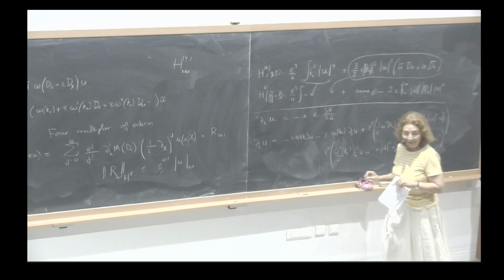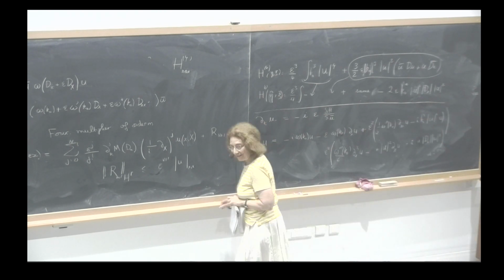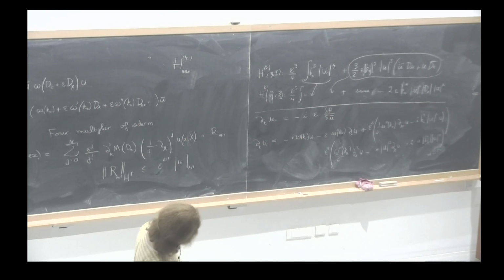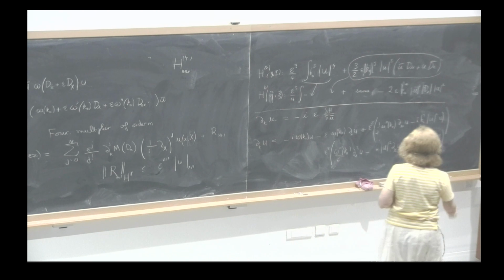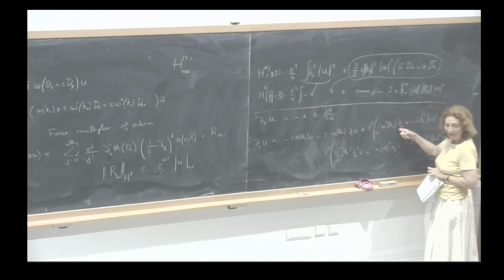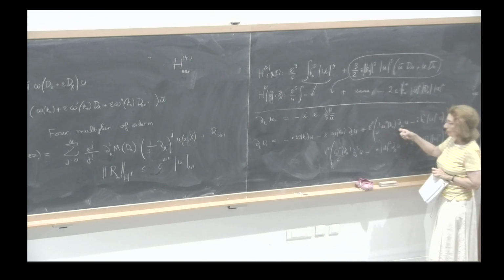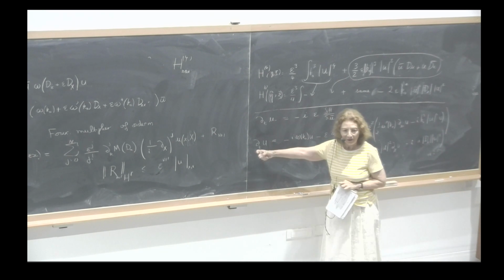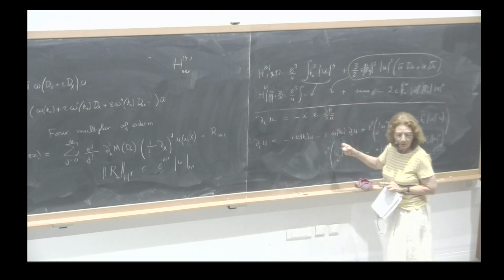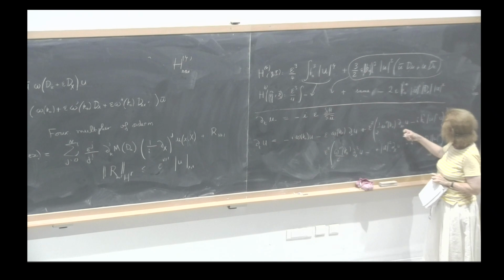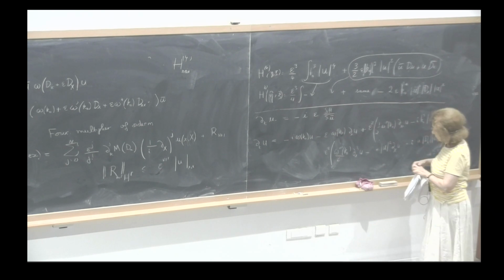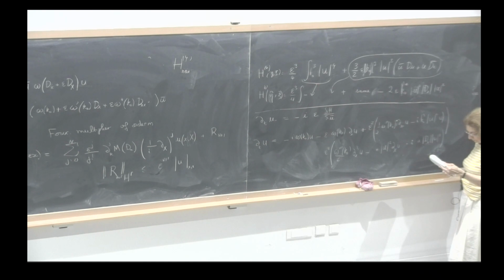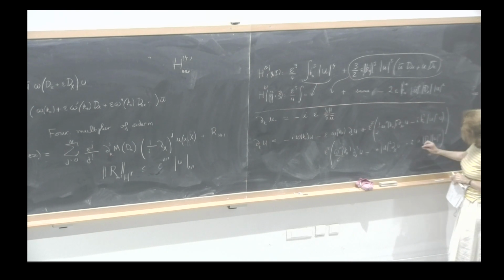Okay, so pardon? Which one? Yes. This one? Yes, because I did not put an I here. So there should be an I, thank you. So there should be an I. Okay. And, okay, but you see, this is non-local.